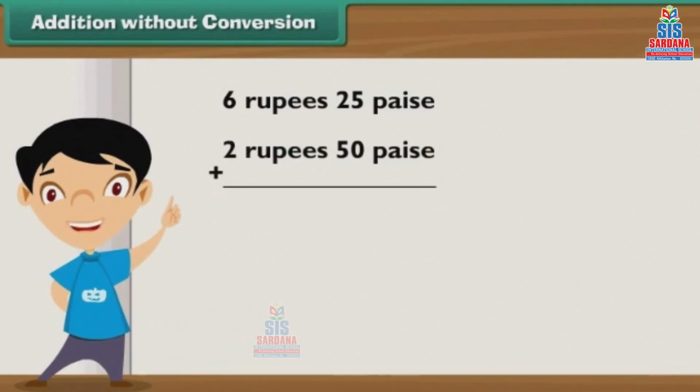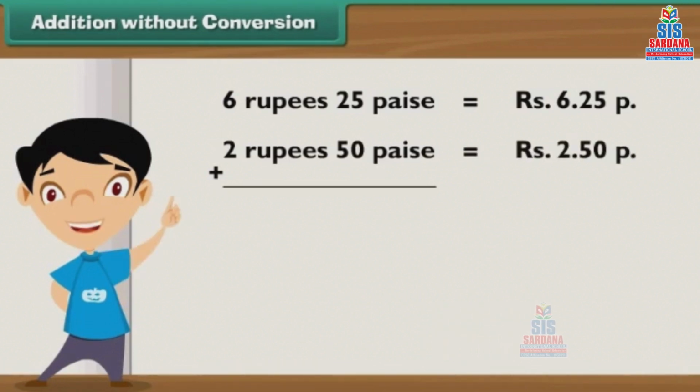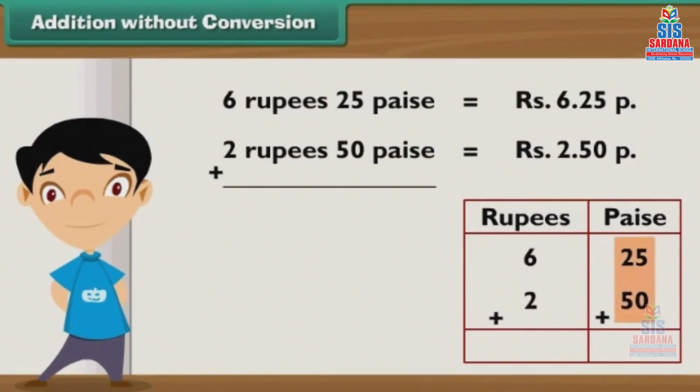First, write 6 rupees 25 paise as rupees 6.25p. Just below it, write 2 rupees 50 paise, rupees 2.50p, in such a way that the rupee part falls in the rupee column and the paise part falls in the paise column. Step 1. Add the numbers in the paise column. 25 plus 50 is equal to 75. Write 75 in the paise column.